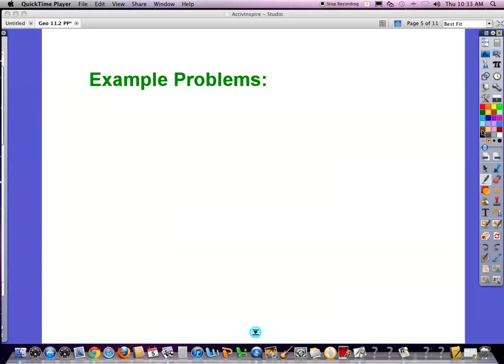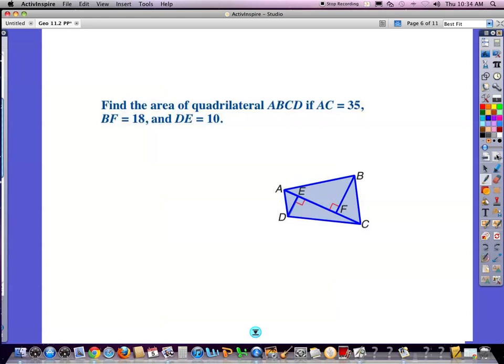Okay, now we're going to look at example problems. All right, find the area of this quadrilateral. If you look closely at this quadrilateral, ABCD, it's actually made up of two triangles. A lot of times students look at this and they're like, what? I can't tell what to do. You can either break it up into triangles or quadrilaterals or rhombus, if you've got one.